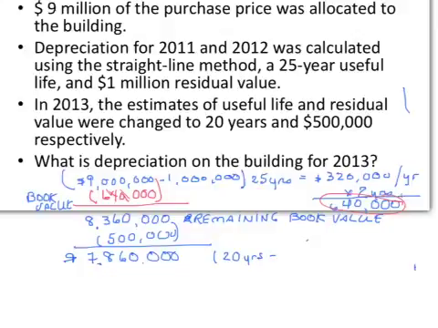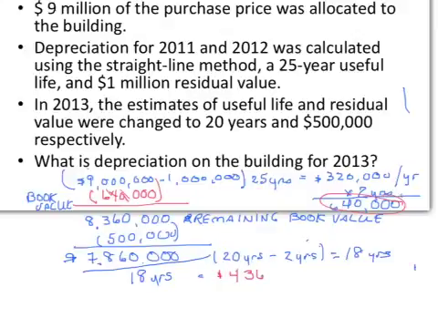You have to read that real carefully how it's written. They've already had 2 years service, so that's 18 years remaining. They had 2011, 2012 are gone. It was 20 years total life, so there are only 18 years remaining. So we divide that 7,860,000 by the 18 years, and the revised depreciation is going to be not an even number, 436,667. So that would be the 2013 depreciation.